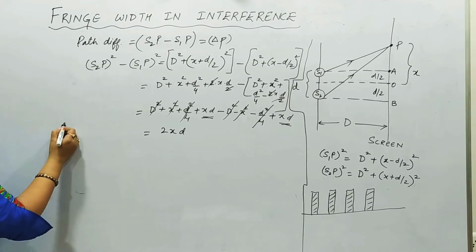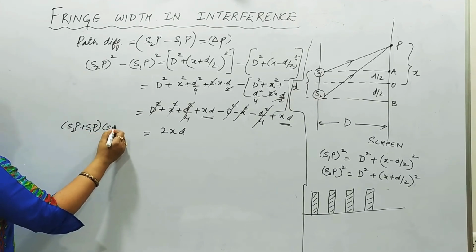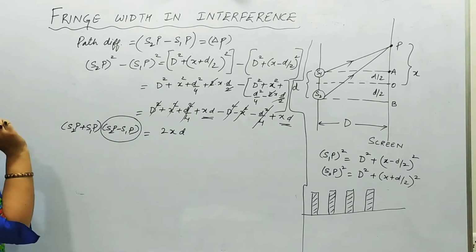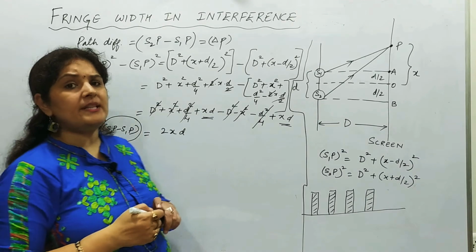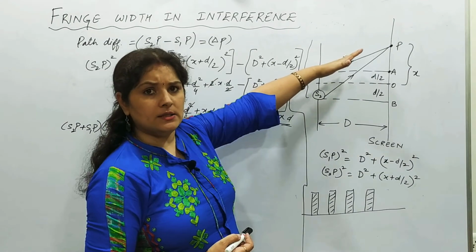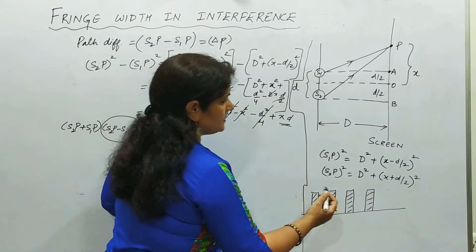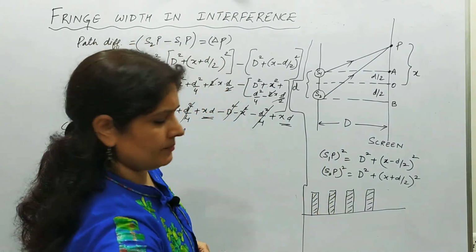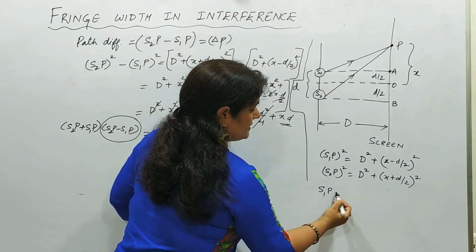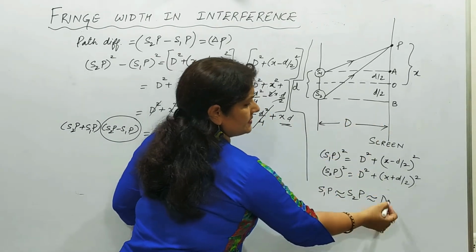Now this is a square minus b square. We have studied the formula. It could be written as (S2P plus S1P) into (S2P minus S1P). This is what we have to find, S2P minus S1P. Now here we take an approximation, but you have to remember that it has to be taken only in addition, because they are making small angles. So we assume that S1P and S2P are approximately the same. That is, S1P is approximately equal to S2P, which is approximately equal to the screen distance D.